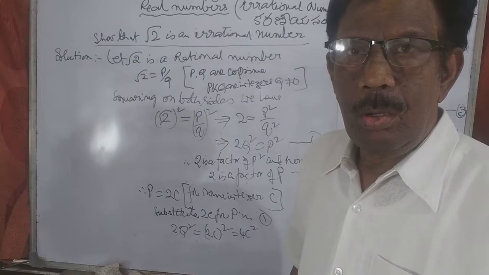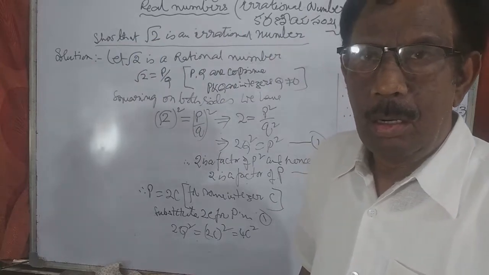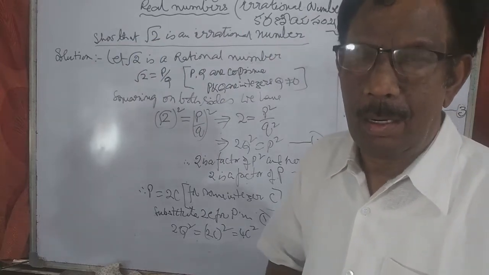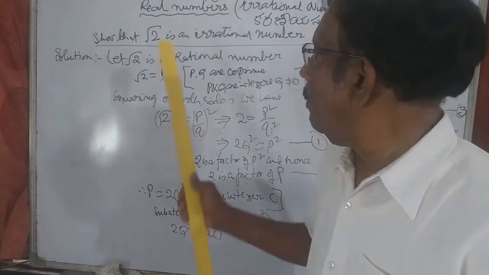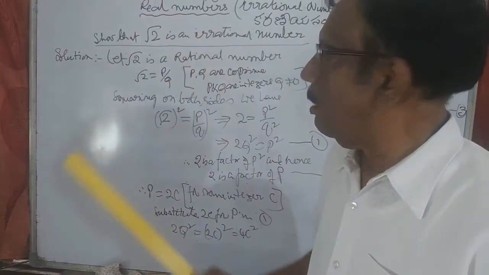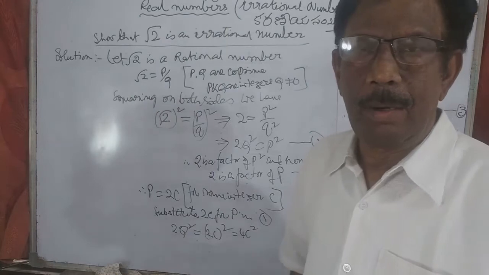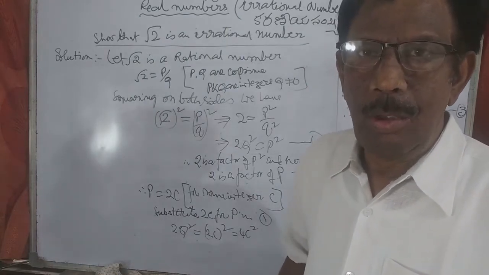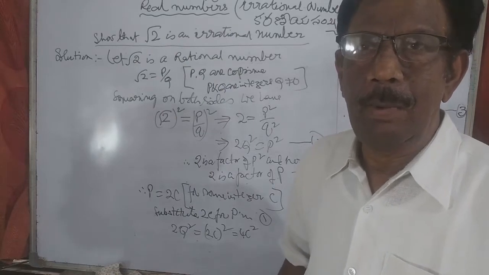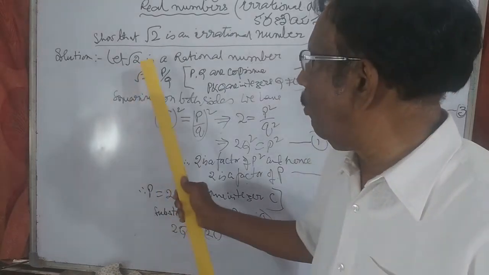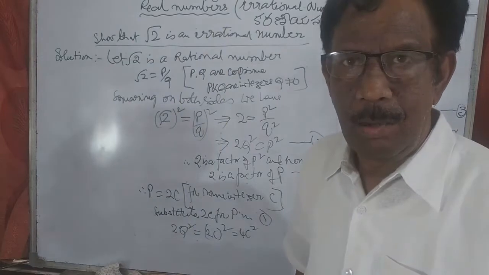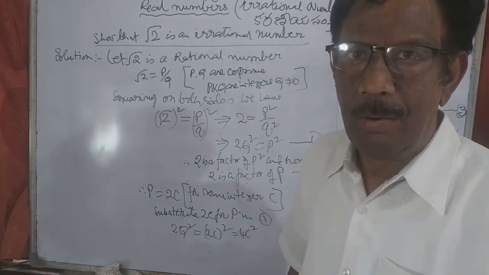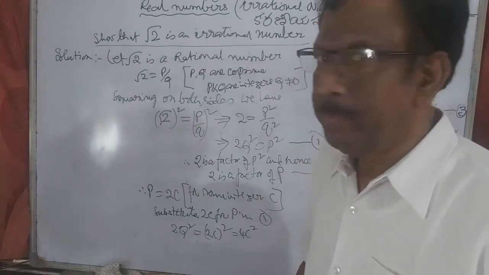To give a solution to that, we go in reverse order. That is, to prove that it is an irrational number, we assume that it is a rational number. Let root 2 be a rational number. We start like that. Let us see what will happen and where we will reach. Understand?